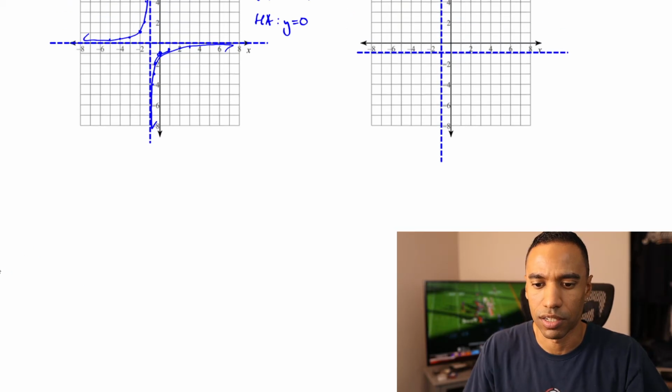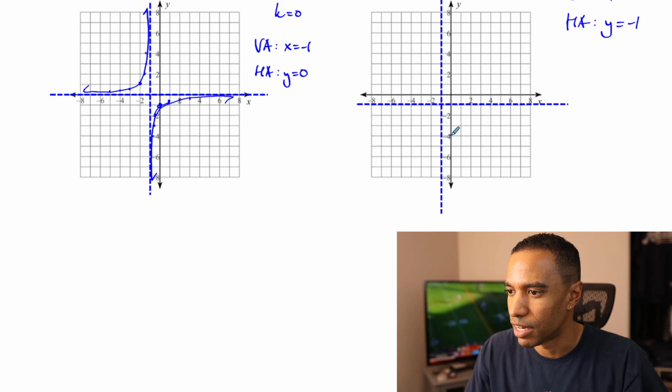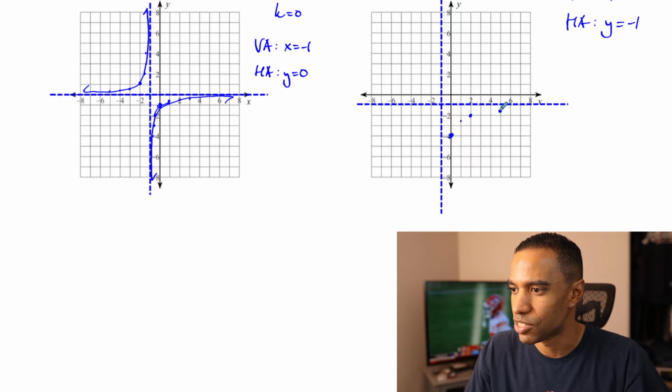I don't know if you can see it. I don't know if my picture's in the way. I'm not really looking at it. -3 divided by 1 is -3. -3 divided by 2 is -3 halves. -3 divided by 3 is -1. -3 divided by 6 is -1/2.